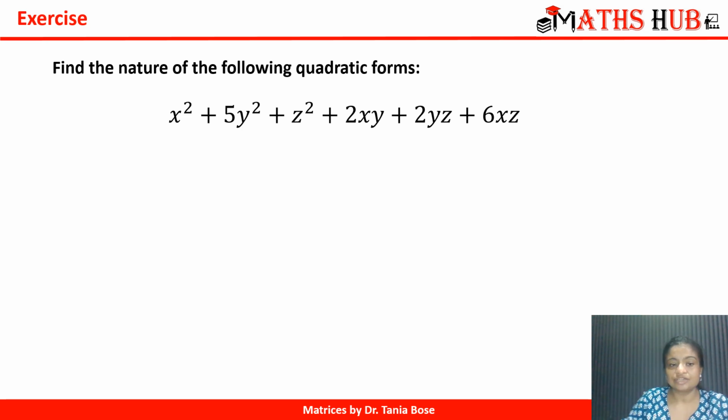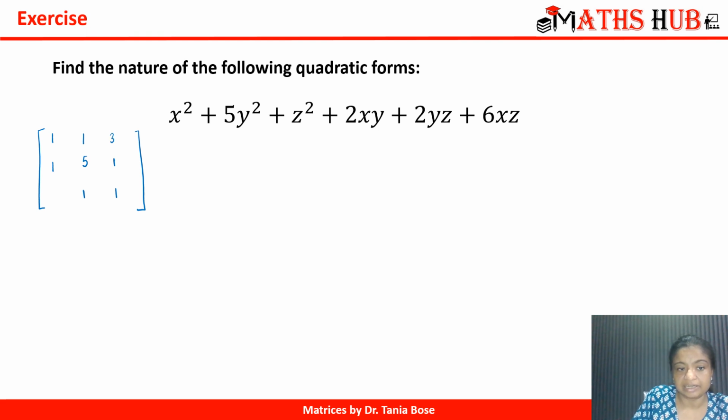Now, let's see the nature of this quadratic form. So we have to find the nature. So before we move on to calculating the nature of the quadratic form, let us first try to find out the coefficient matrix. So we have 1 here, 5 here and 1 here along the diagonal positions. XY, the coefficient is 2, so we will take half of it. YZ, the coefficient is 2 again, so we will take half of it. And XZ is 6, so we will write here 3. Right? So this is my coefficient matrix A. Now I need to calculate the eigenvalues. So we know that for eigenvalues, I have to take the determinant of A minus lambda I is equal to 0.